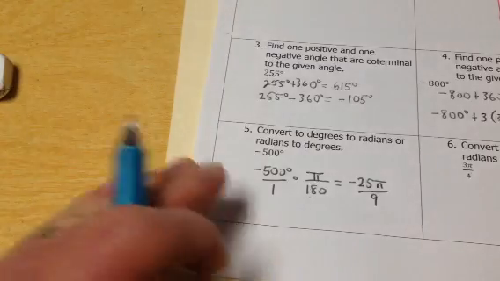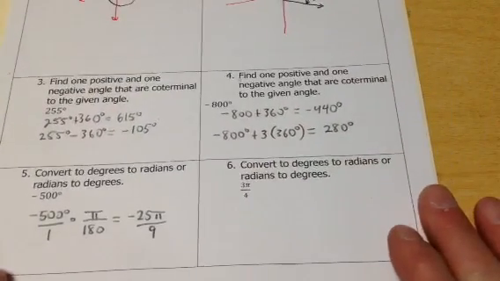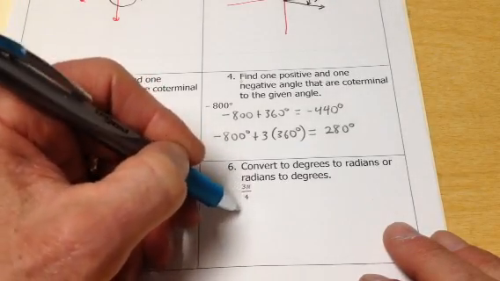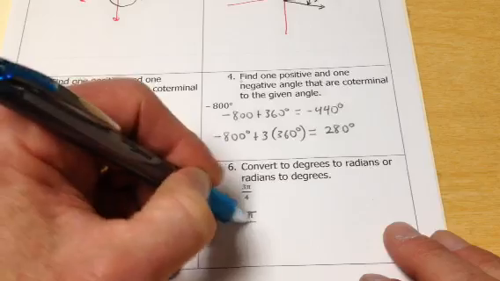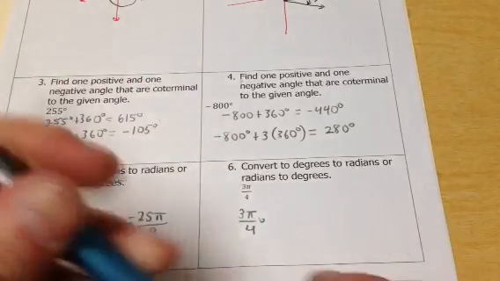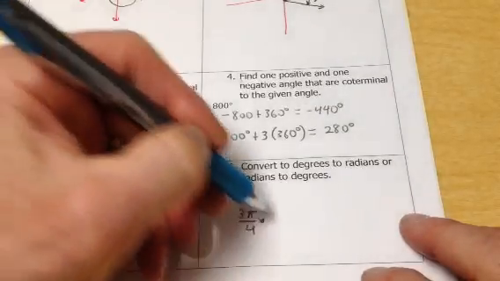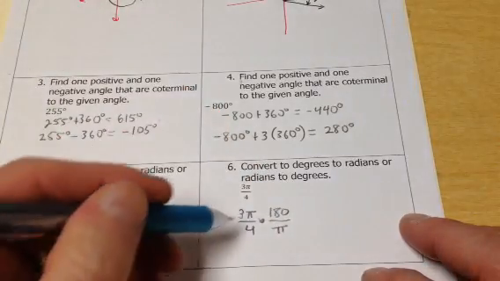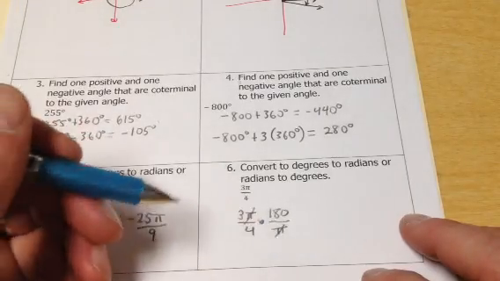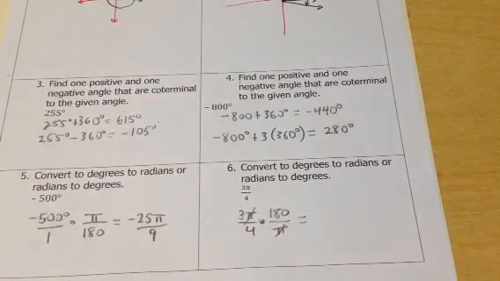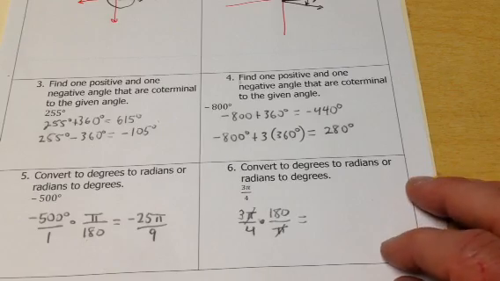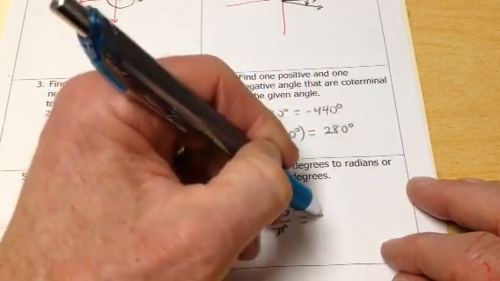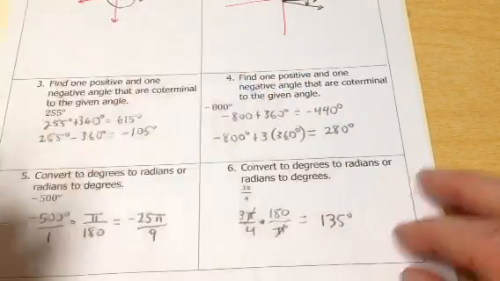All right. On number 6, we want to use the other conversion factor because we don't want it in terms of pi anymore. So we're going to have 3 pi over 4 times 180 over pi. And so the pi over pi is going to cross out, and we're going to be doing 3 times 180 divided by 4. And that is going to be 135 degrees.